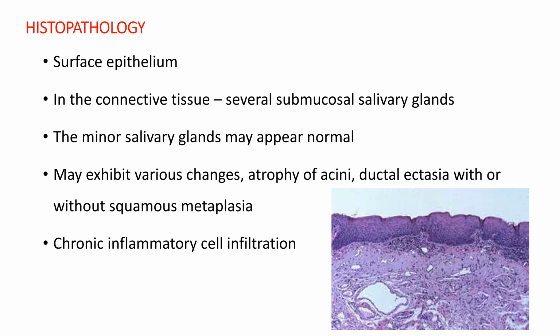The changes in the minor salivary glands include atrophy of the acini, ductal ectasia with or without squamous metaplasia, and presence of chronic inflammatory cells. Sometimes there is suppuration and sinus tract can also be seen in bacterial infection, and other histological findings may be seen like stromal edema, hyperemia, hyperkeratosis and erosion or ulceration of the epithelium.